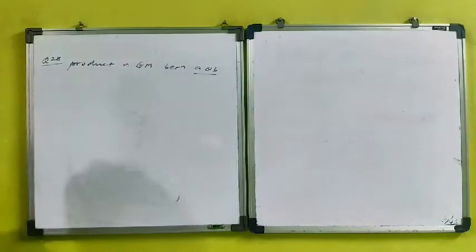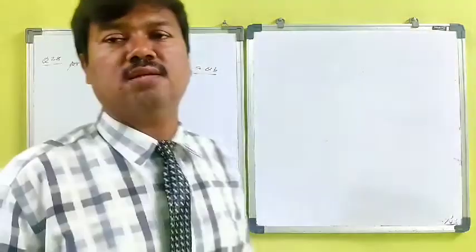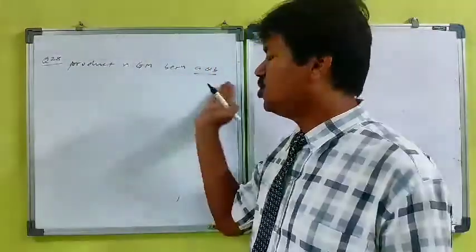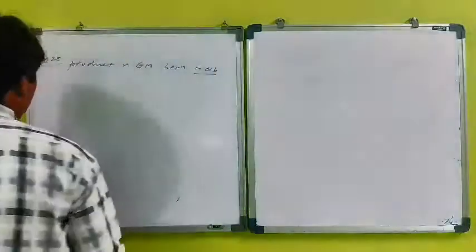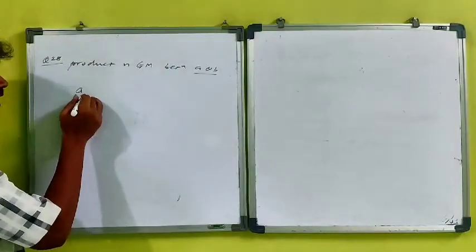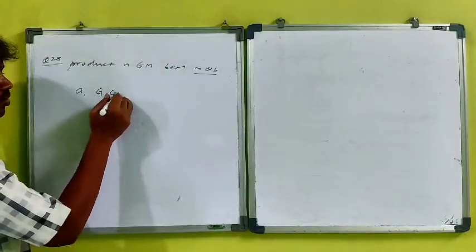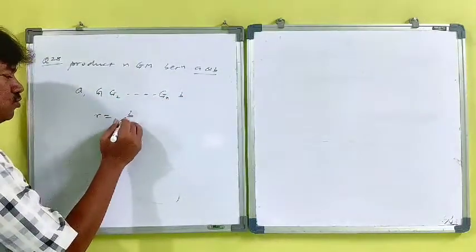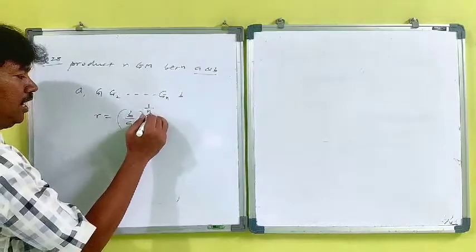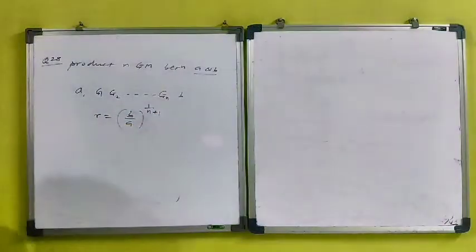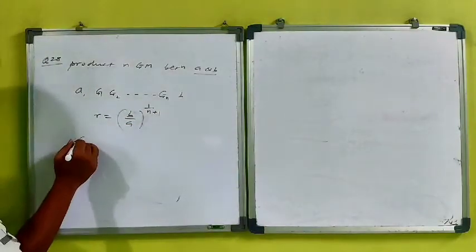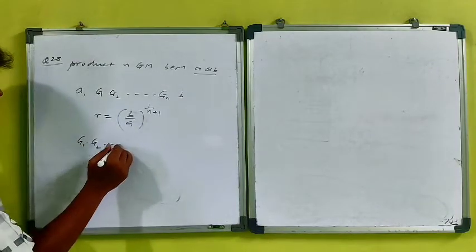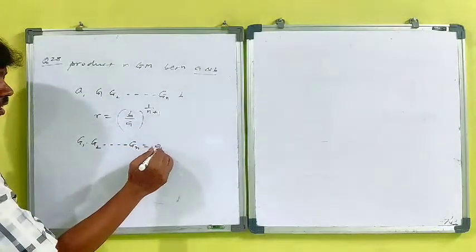Yes, so next question, question number 28. The question is: what is the product of n GMs between A and B? So here we have A, G1, G2, like this, Gn and B. So the common ratio is (B upon A) raised to 1 upon n plus 1. That's the common ratio. And G1 into G2 up to Gn will be what?